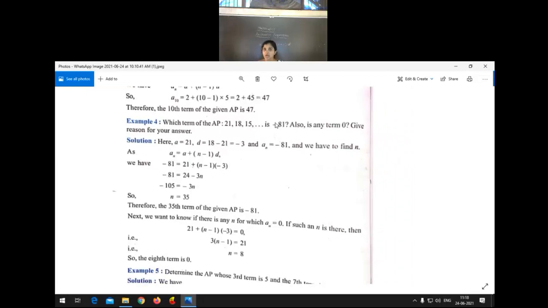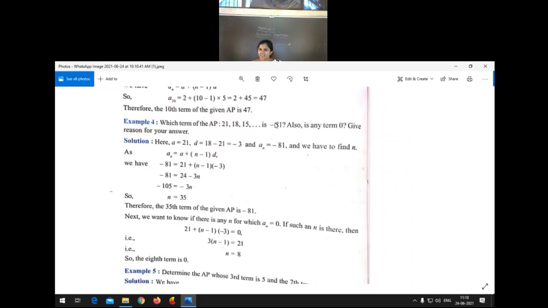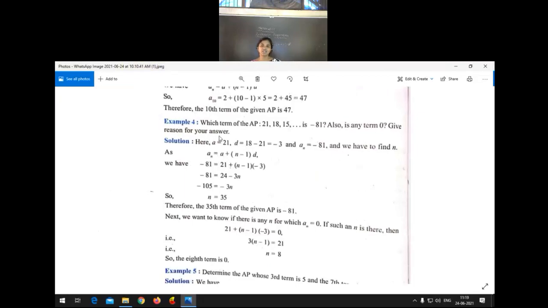Next also, is any term zero? Can we get zero in this AP? That also we have to check. Give reason for your answer. Here they have asked two questions. They have given one AP 21, 18, 15 and so on. So we have to find out minus 81 is in which place. First question. Then we have to identify whether zero is in this AP, that we have to find out.